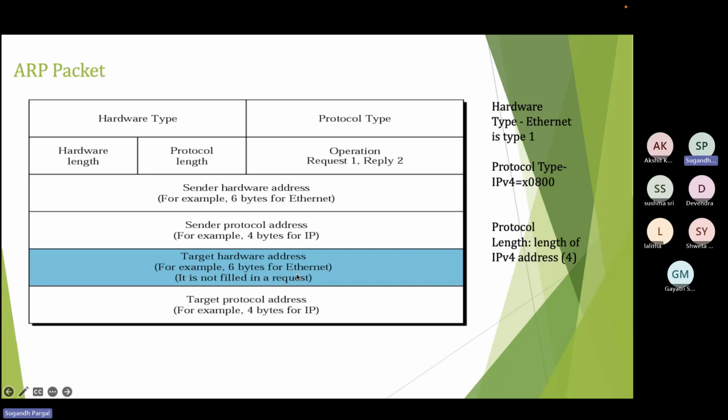address. And then we have the target hardware address, which is not present at the time of request. And then we have the target protocol address, that is the IP address, which is present at the time of request.